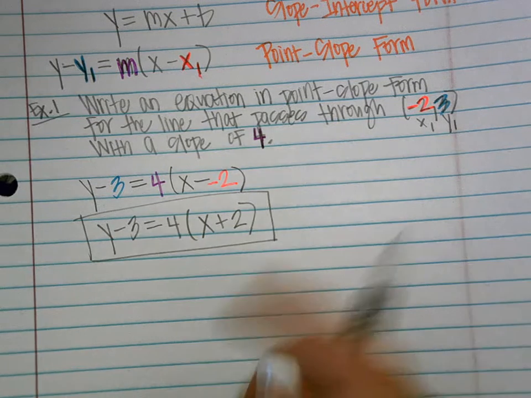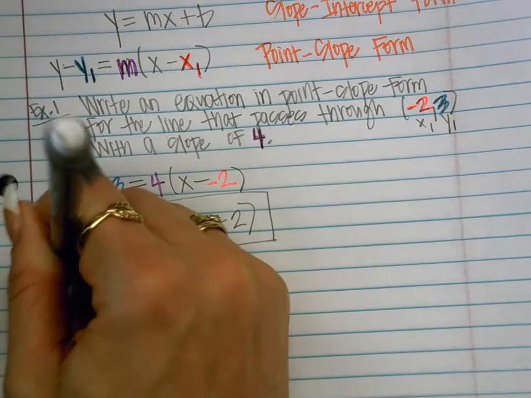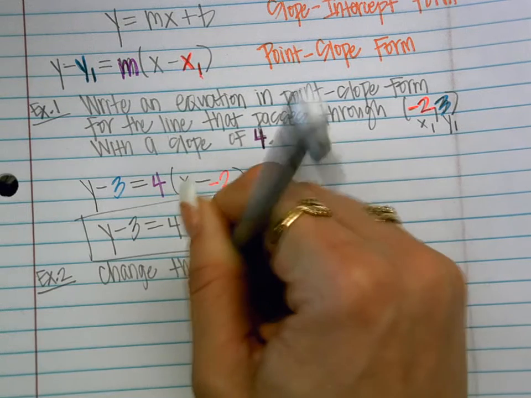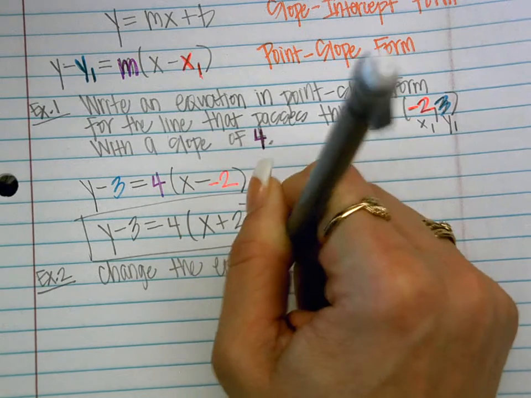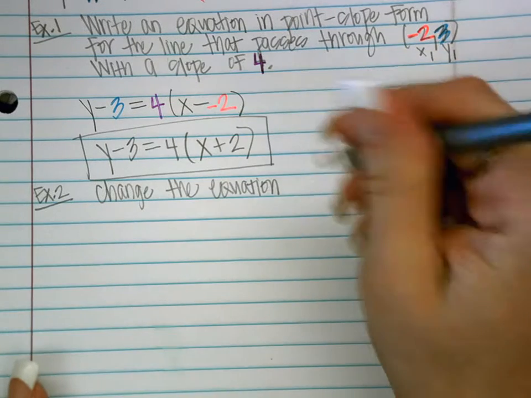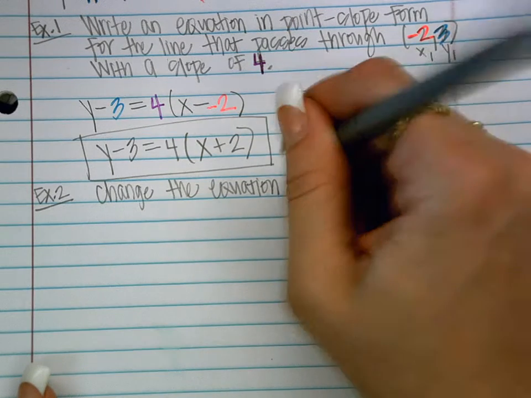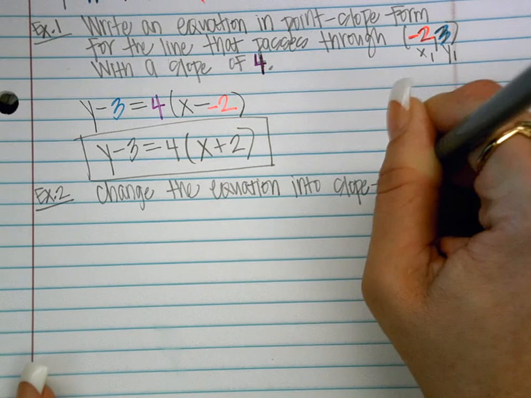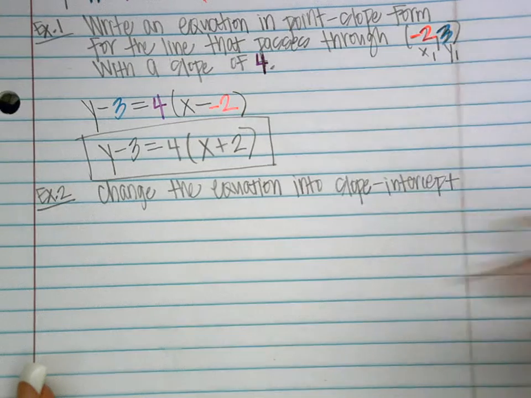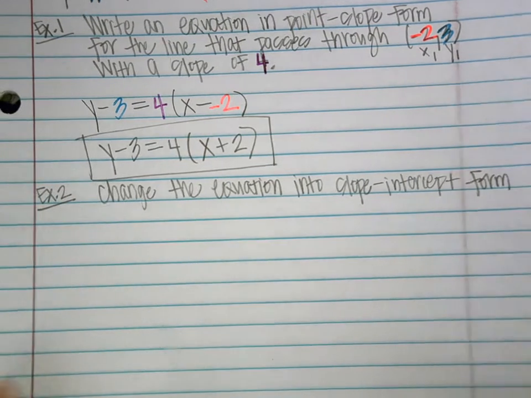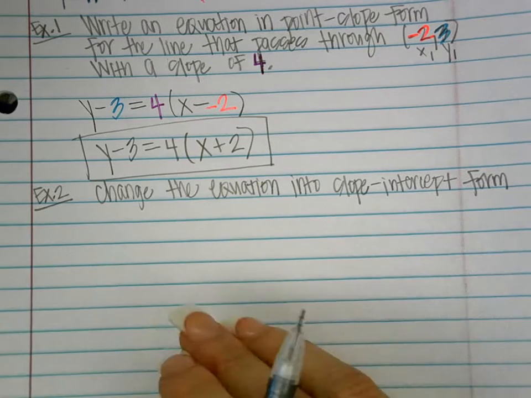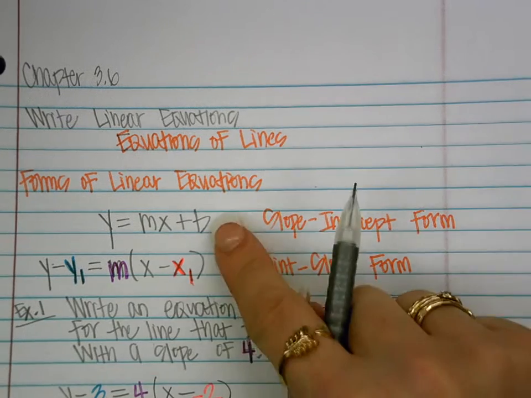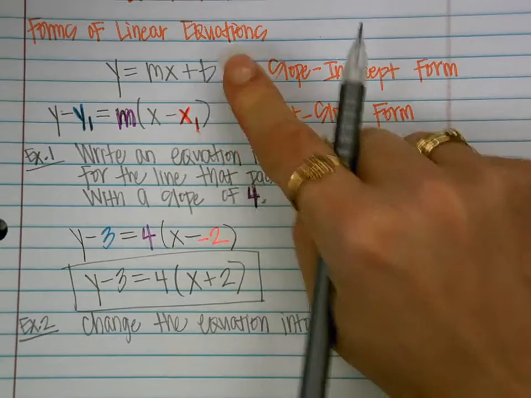Now, the next part, for example number 2, I'm going to ask you to change the equation, the one that I just found, into slope-intercept form. Change the equation into slope-intercept form. So, if you look back at my 2 forms here, what's the main difference that you see between them?